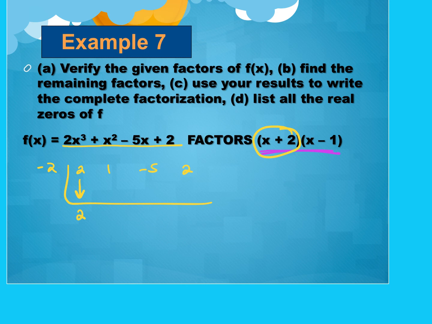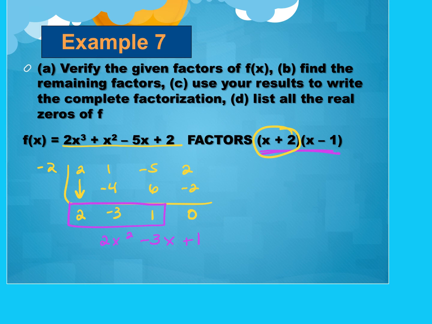So I bring down the 2, I multiply it, put it in the next column, I add it, multiply it, put it in the next column, add it, multiply it, put it in the next column, add it, and there's my 0. Again, confirming what they already told me, which was that negative 2 is a factor. Now I have 2x squared minus 3x plus 1 as my reduced degree polynomial.